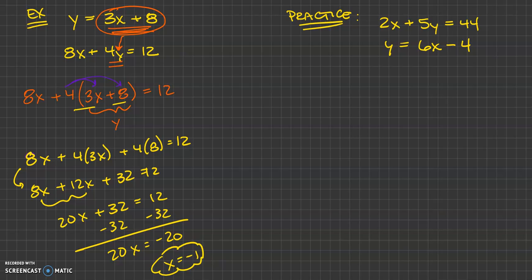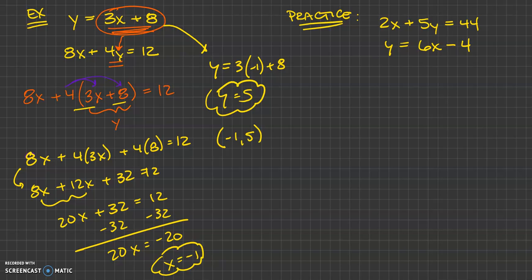Now we have to substitute. I think the easiest one would be to substitute into this one to solve for y. So y is equal to 3 times negative 1 plus 8, or y is equal to 5. So my solution then is negative 1 and 5. If I were to graph these two equations, they would cross at the point negative 1 in the x and 5 in the y. Let's check it. Let's use the bottom one. So 8 times negative 1 plus 4 times 5 is equal to 12. So that's going to be negative 8 plus 20 equals 12, and that is true. That's going to work, so I feel good about my solution.